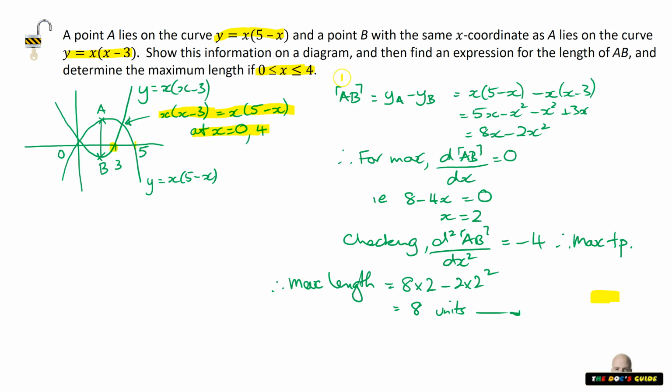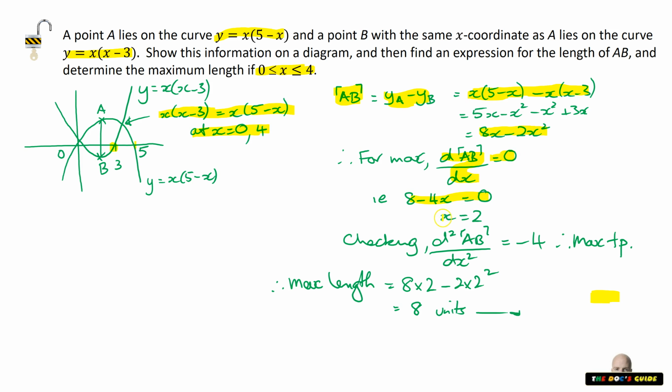So A and B are on either end of a vertical line because they have the same x coordinates. So the length of AB is just the difference in the y values, which is one of these minus the other, which is 8x minus 2x squared. Now we then differentiate to find the first differential, where that equals 0. So when we differentiate, we'll get 8 minus 4x.